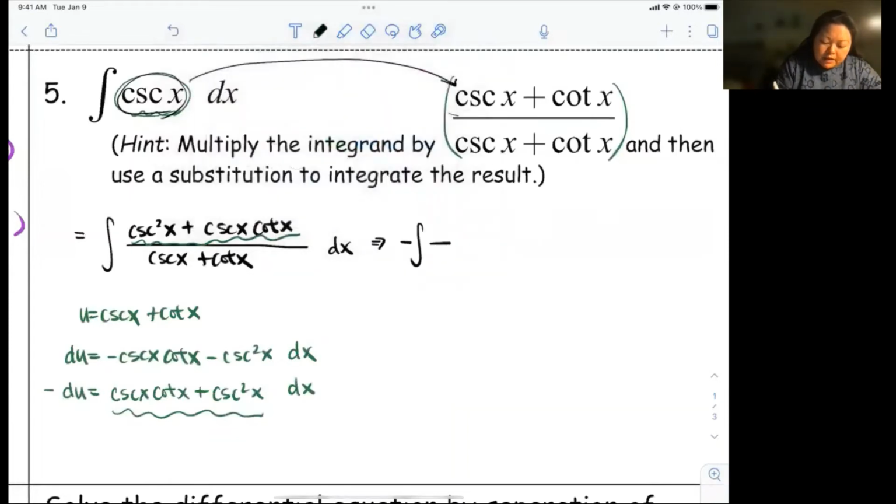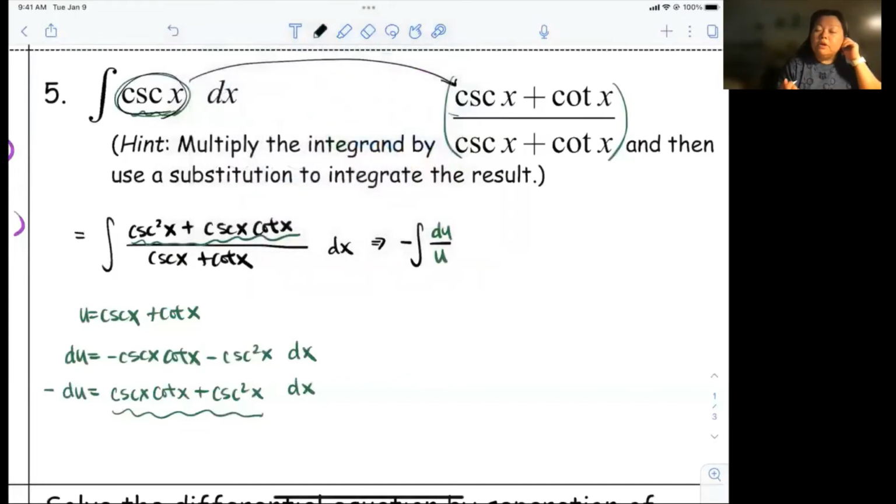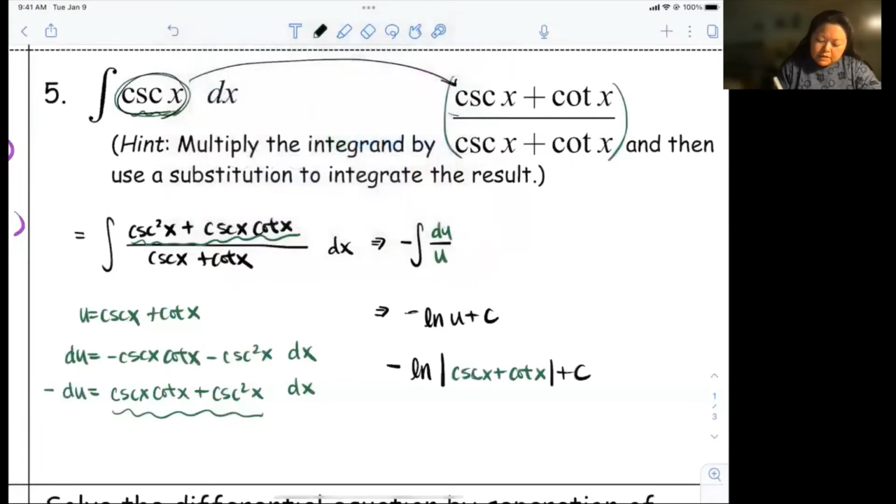It becomes negative, and you have du over u. This is what we were talking about. Your denominator, this u, is really to a negative 1 power. So when you have du over u, or u to the 1 power in the denominator, this becomes natural log. So this becomes negative natural log of u plus c. So the final answer would be negative absolute value, because anything in the natural log needs to be absolute value, cosecant x plus cotangent x, plus c. And that would be your final answer.